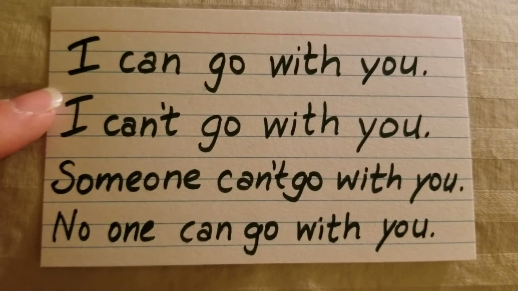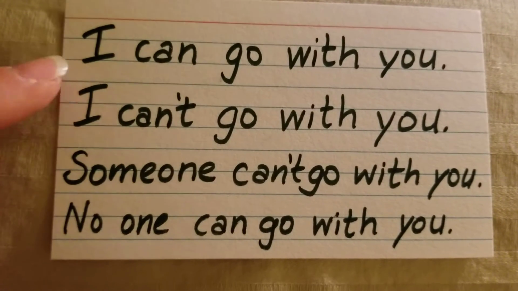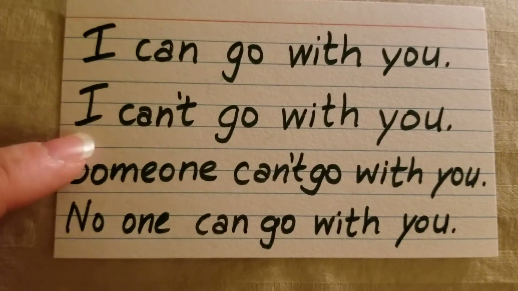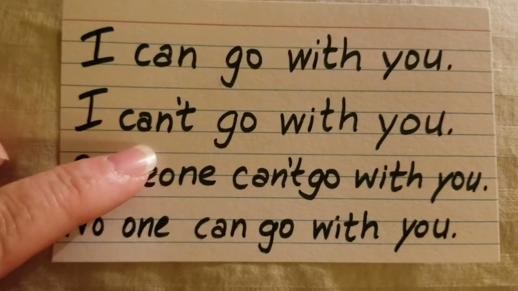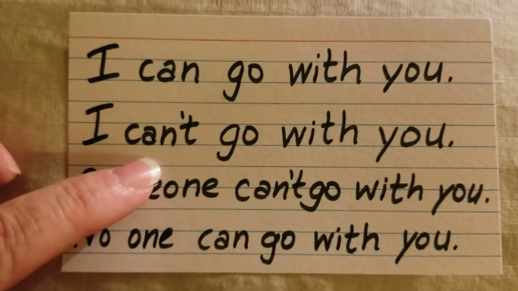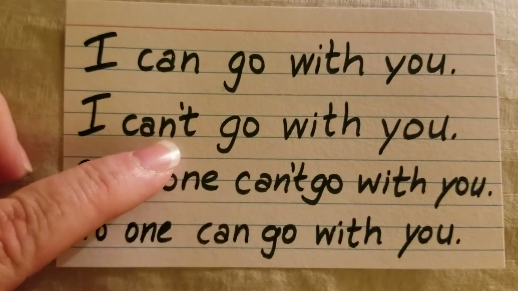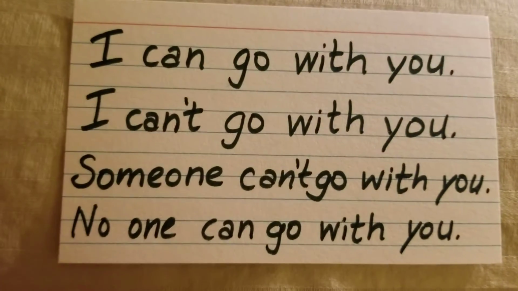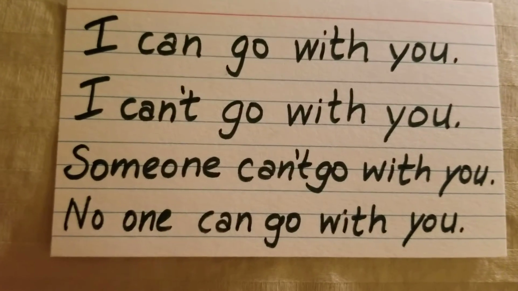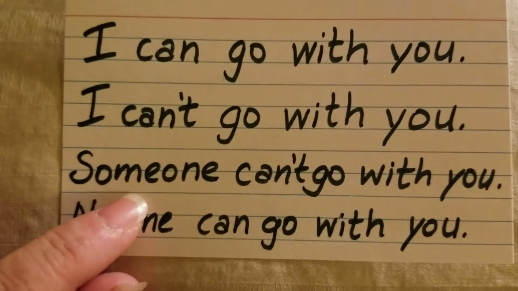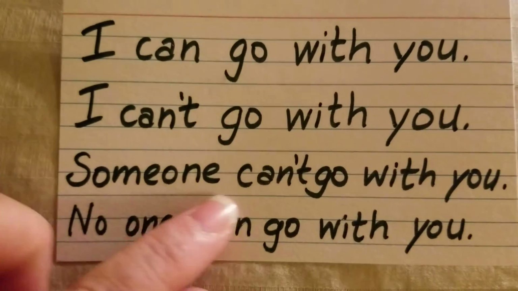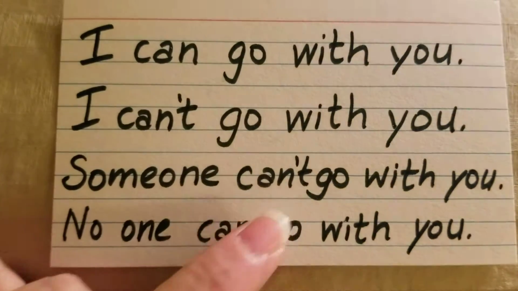I can go with you. This is an affirmative sentence, and here we go with a negative in the verb. I can't go with you. These are natural ways to say things because one negative within this part of the clause of the sentence is wonderful, and that's how we talk and that's how we write. Someone can't go with you. There's only one negative right there.